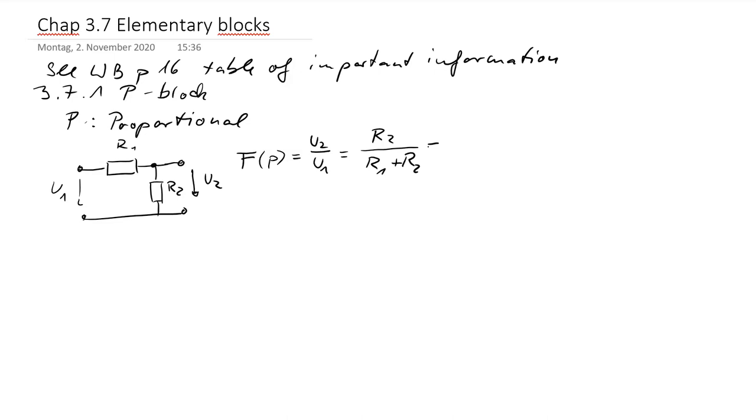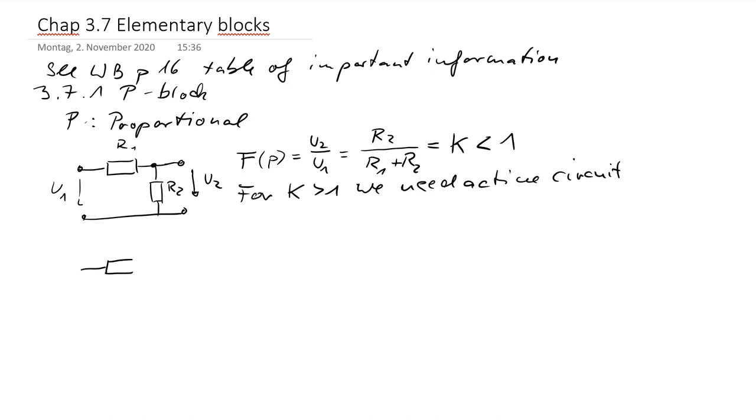And this is a constant factor defined by the values of the resistances, but with one disadvantage. In this case, K is always smaller than 1. If you want to have larger values, K larger than 1, we need active amplification, so active circuits. Amplification is easily realized with operational amplifiers. I now prefer for all filters using the inverting amplifier circuit.